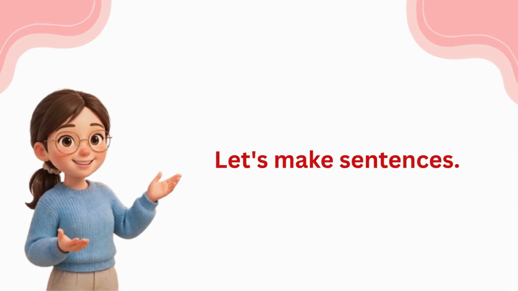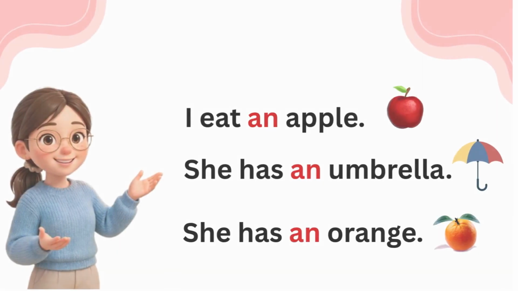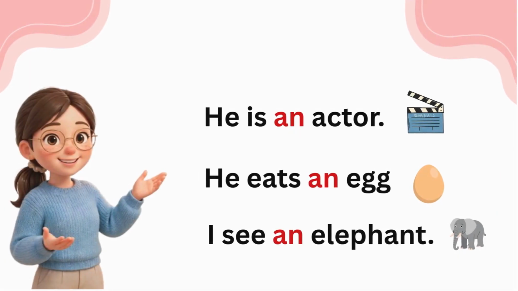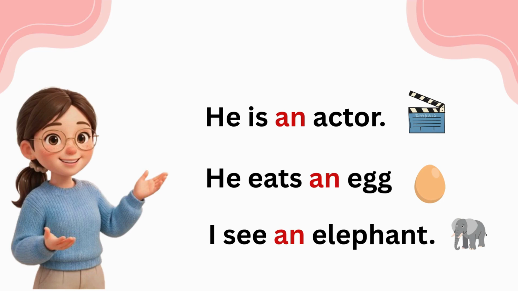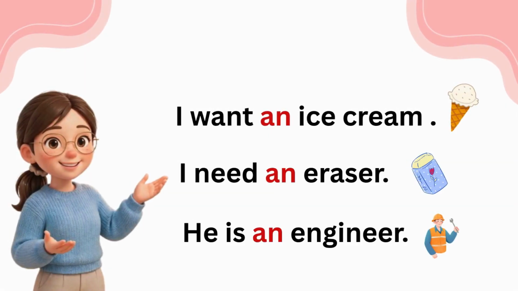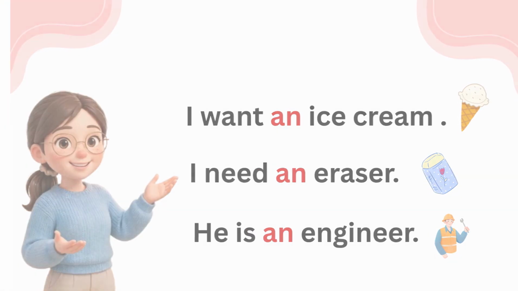Let's make sentences. I eat an apple. She has an umbrella. She has an orange. He is an actor. He eats an egg. I see an elephant. I want an ice cream. I need an eraser. He is an engineer.